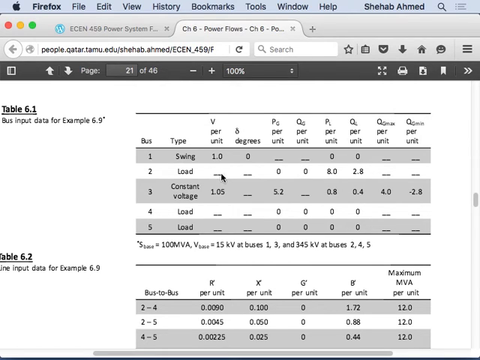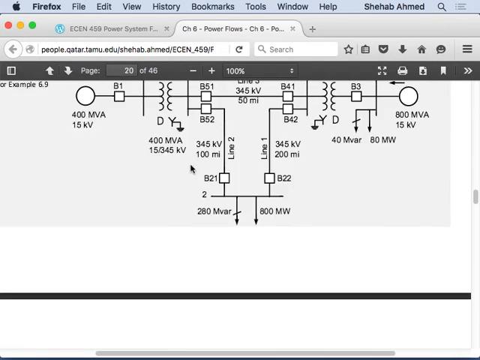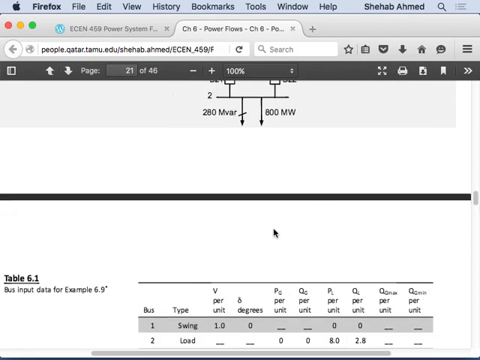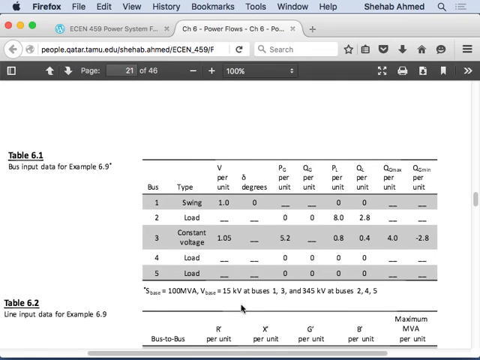I don't know P and Q at the swing bus, and there's no loads at that bus, right? Load buses, bus 2, I know the loads at this bus. So bus 2 is this bus down here. So I know that this is 280 megavars and 800 megawatts. And they use the 100 MVA, as I said, as a base. So that's why this is 8 and 2.8, which are the load powers.